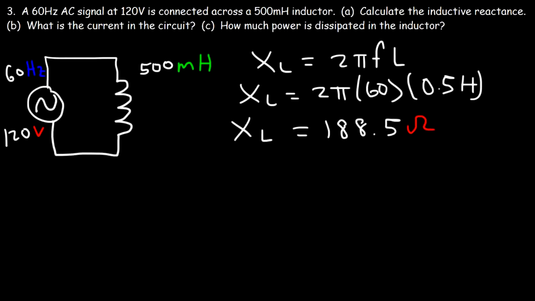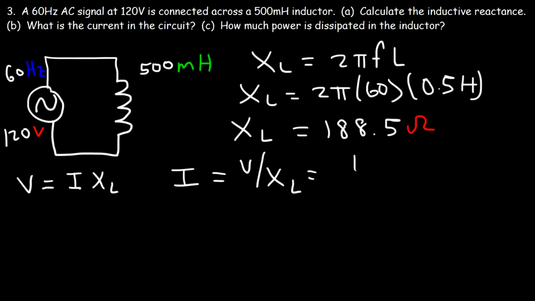Once we have that, we can find the current in the circuit. So V is equal to I times XL, which means that the current is equal to the voltage divided by the inductive reactance. The voltage is 120, and the inductive reactance is 188.5.